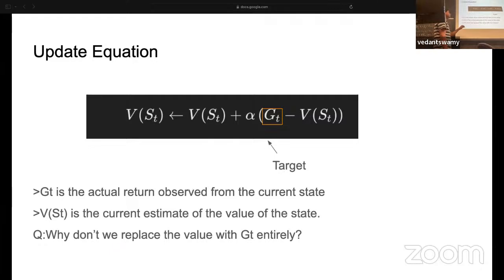So the main part about Monte Carlo methods is that we're trying to update the value of a particular state with this value right here. GT in this case denotes the expected return from this particular state, and V of ST is the current estimate that we have of the value of the state. One thing we need to note is that Monte Carlo methods are used to obtain the value of this particular state. So we keep updating the value of the state in order to obtain the actual value of the state for a fixed policy.